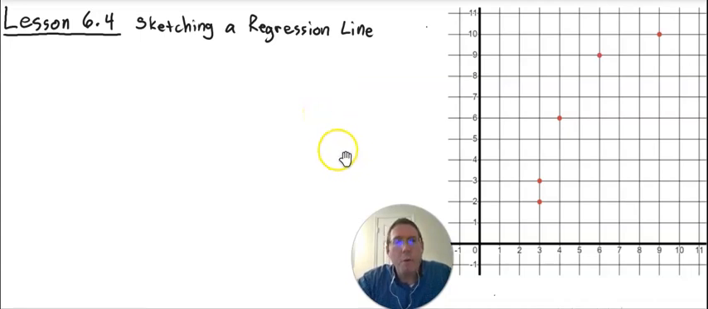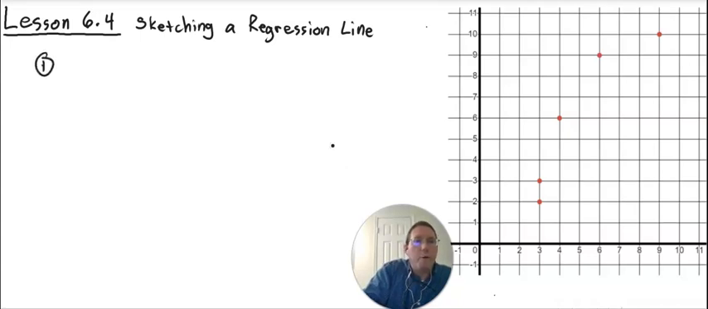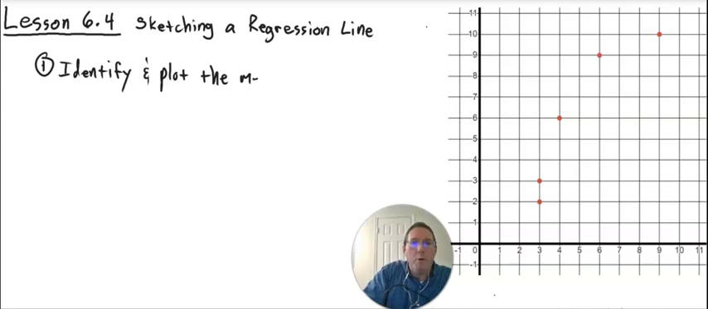But we can get the idea of what a regression line is in this lesson, just an introductory idea. So we're going to do two things. We're going to do what we did in lesson 6.3. The first thing we're going to do for each one of these is identify and plot the mean point of the regression line. Now that mean point, that's legit. That really is a part of the regression line. That's not maybe kind of. No, that really is on the regression line.